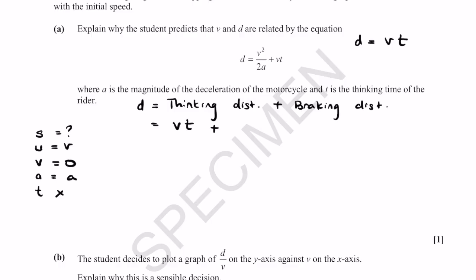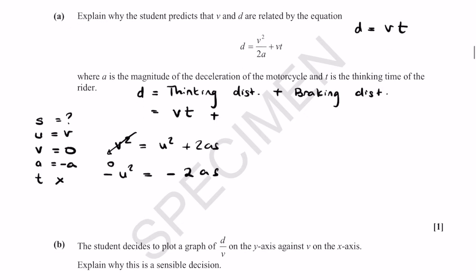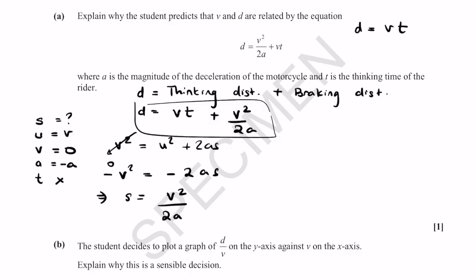So we can just use v squared equals u squared plus 2as, where v is essentially 0, and so minus u squared is equal to 2as. I'm just going to say minus over here so that I can cancel out the negatives, and therefore s becomes v squared over 2a, because u is v. Then substitute that into my equation, and there I have my answer. So that's part A done.